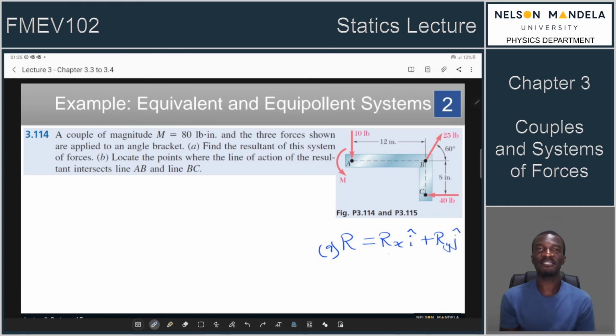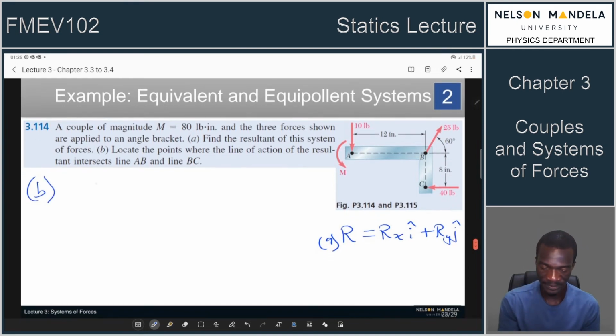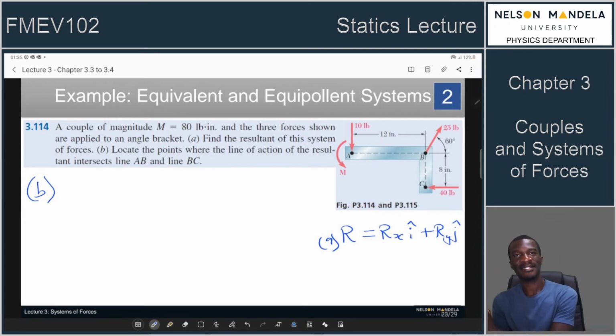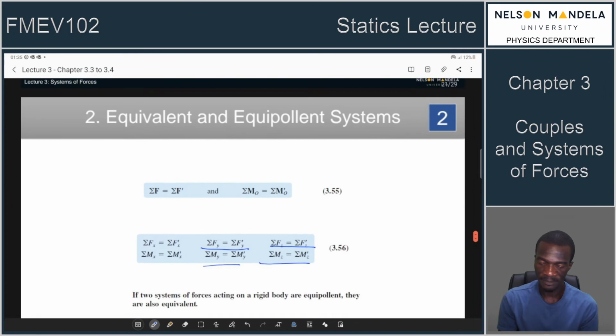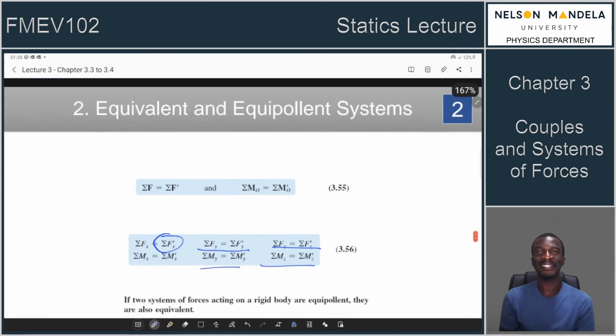From what you found in the resultant and what you've also learned about how these moments are interpreted, what we should know is that the sum of all the forces in the x is equal to whatever is the equivalent system. Remember, in our case, the resultant is the equivalent system. So whatever forces are acting in the x on the resultant should be the same as the forces acting in the x for each and every one of the forces that exist. The same applies for the moments.